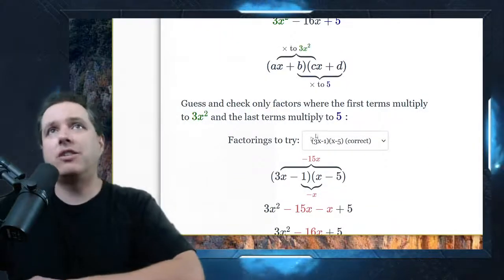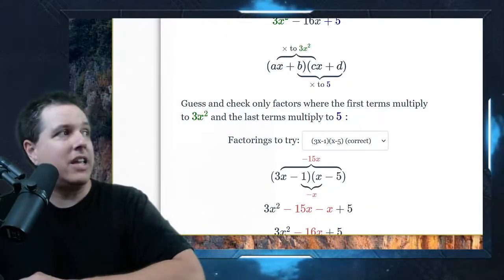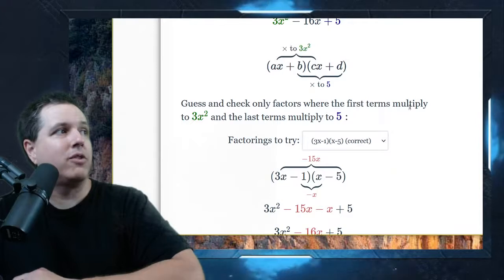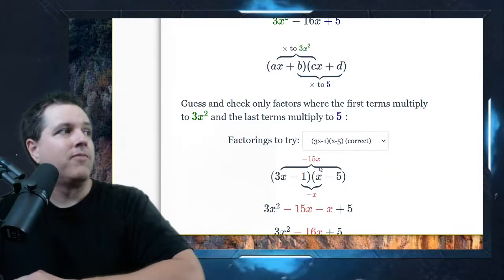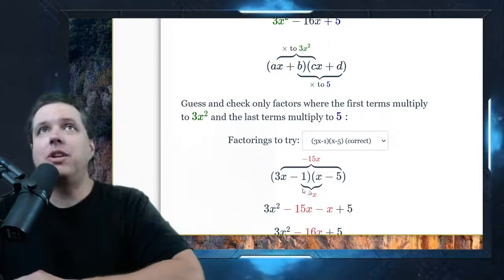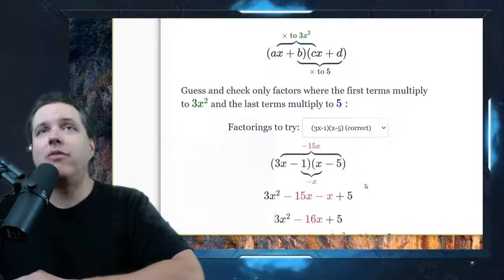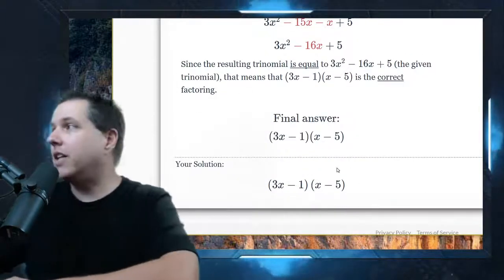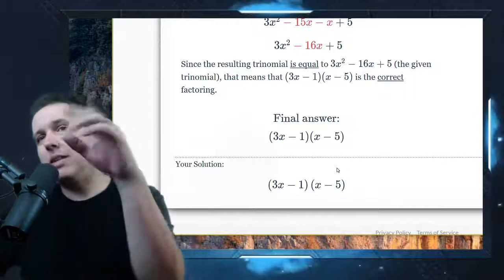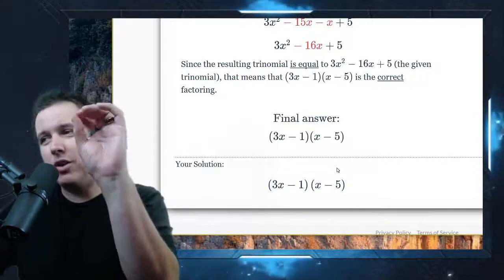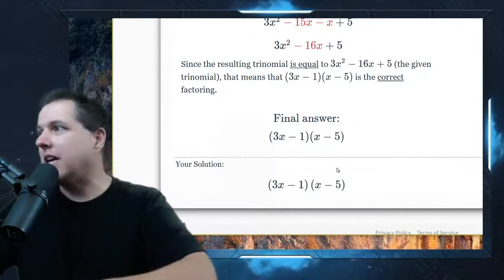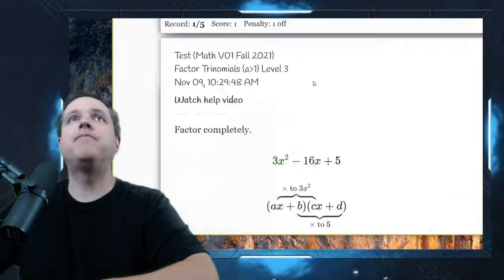And again, it's just you try till you see. They even say here, guess and check only factors where the first terms multiply to 3x squared. Right, so 3x and x, they put it in just like we did, and then you put in the 1 and the 5, and then you get your final answer. So possibly sometimes you'll try it one way, it won't quite work. You'll make a little adjustment, and then it works the second time. Okay.